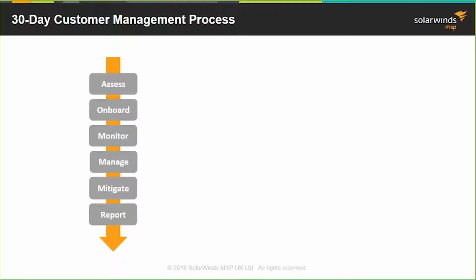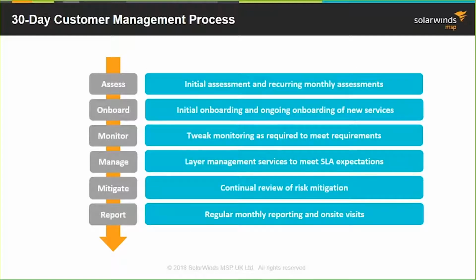So this is where most people, and this is typical to how a service provider will manage a customer. However, on day 31 or the first day of the next month, we should be starting back over. We should be reassessing the environment. Is there anything that maybe we've missed, or is there anything that we could add to our services?